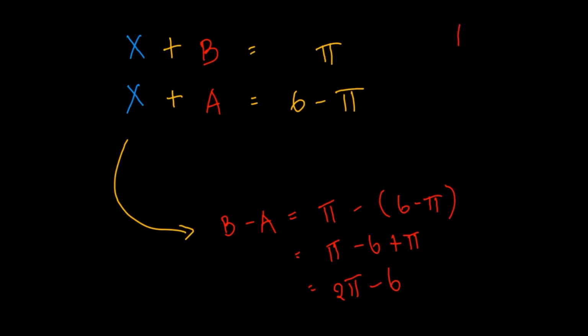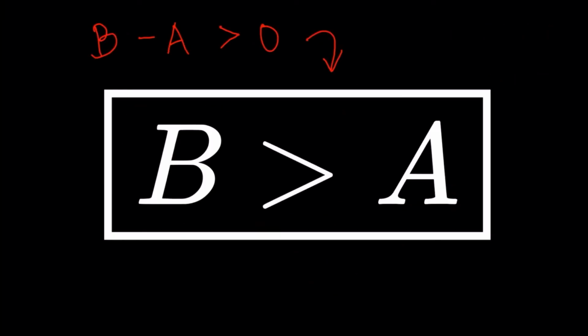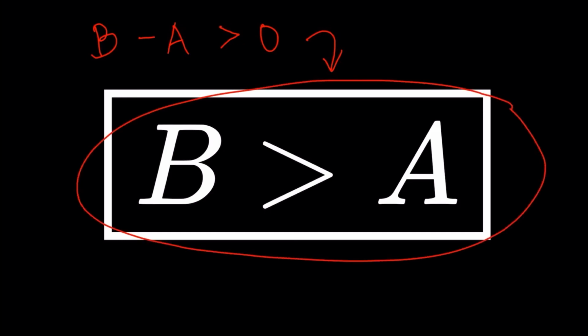Now we know that pi is approximately 3.14. And well, 2 pi would be approximately 6.28. So 2 pi minus 6 is about 0.28. And that's going to tell us that it's greater than 0. Now since B minus A is greater than 0, we can add A to both sides. We're going to get that B would have a larger area than A. And this will be our final answer.